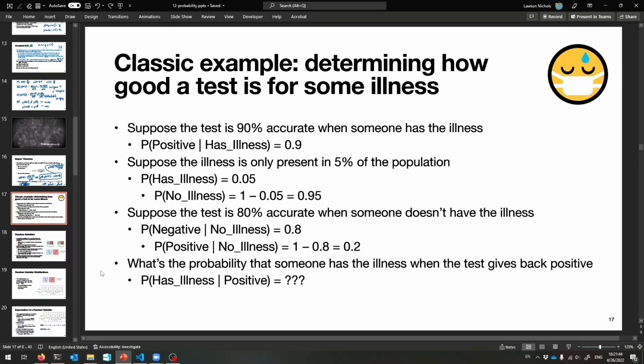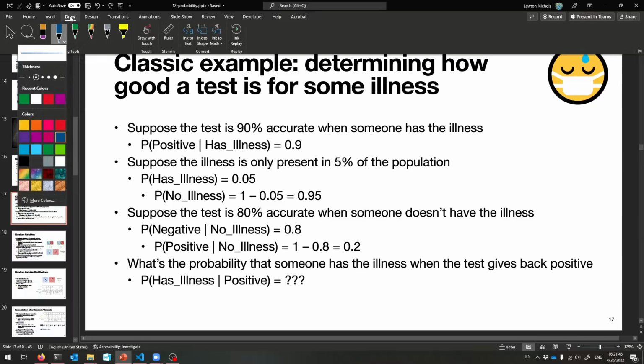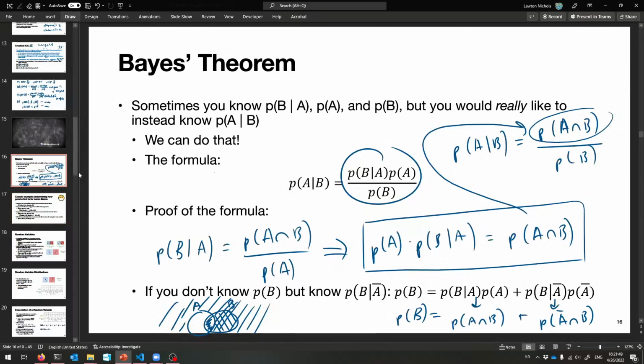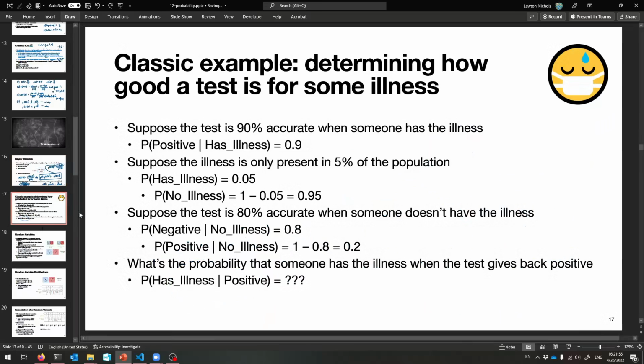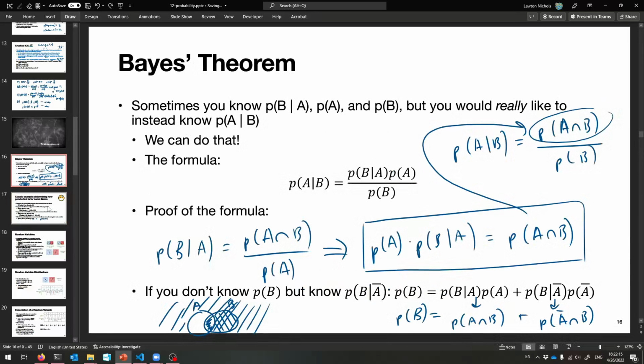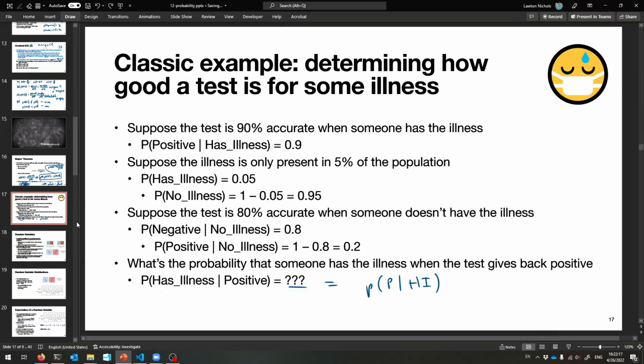All right, so let's calculate this using Bayes' rule. What we need is the probability of the opposite times the probability of A over the probability of B. Okay, so let's get started. We need to calculate this. The question mark is equal to the probability that you get positive given that you had the illness, I'll just say HI for that, times the probability of A, which is the thing on the left, the probability of having the illness.